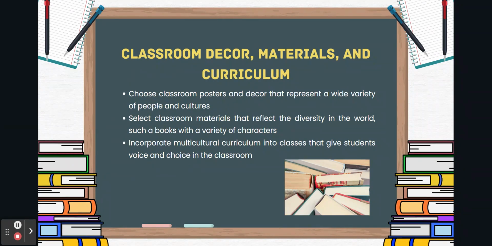Classroom decor, materials, and curriculum can easily be used to support an inclusive classroom environment. Educators can choose classroom posters and decor that represent a wide variety of people and cultures, and select classroom materials that reflect the diversity in the world, such as books with a variety of characters. It's important for students to be able to see themselves represented in the materials used in school.